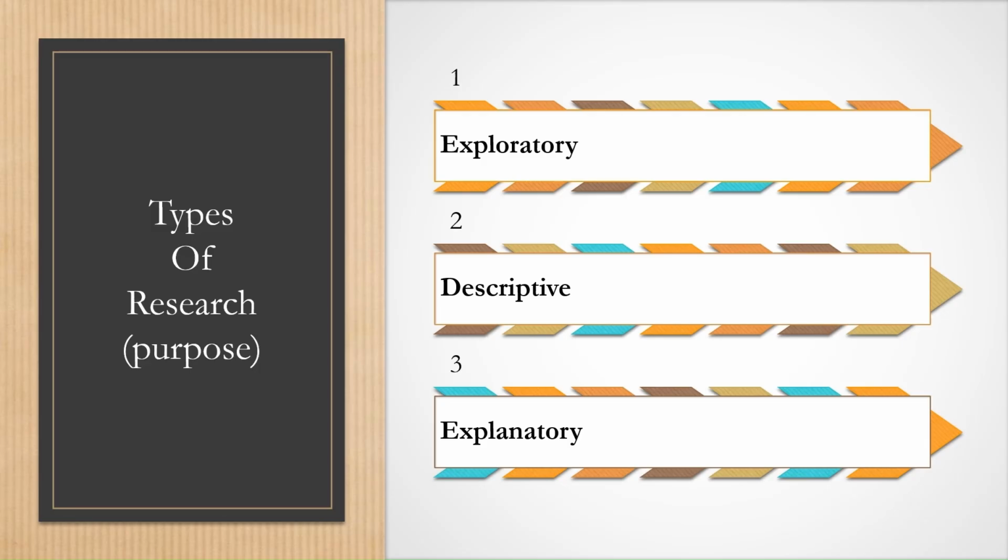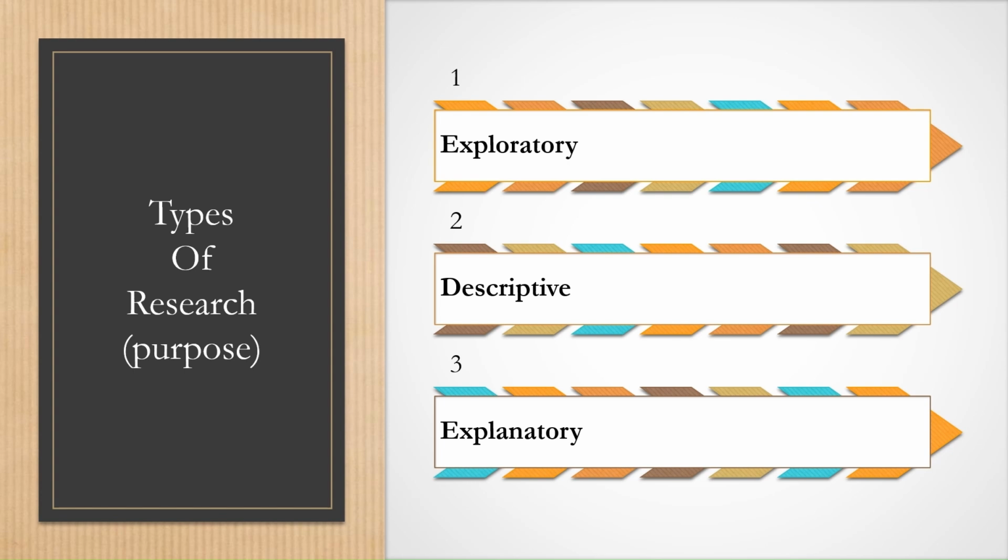Alright, so we now look at the types of research based on purpose. Don't forget I did say that there are about 4 classifications of research. So we begin with the first one, that is the type of research based on purpose. Purpose is the reason why you are doing something: the objective, the aim, the initiative behind what you are doing. That's what I mean by purpose.